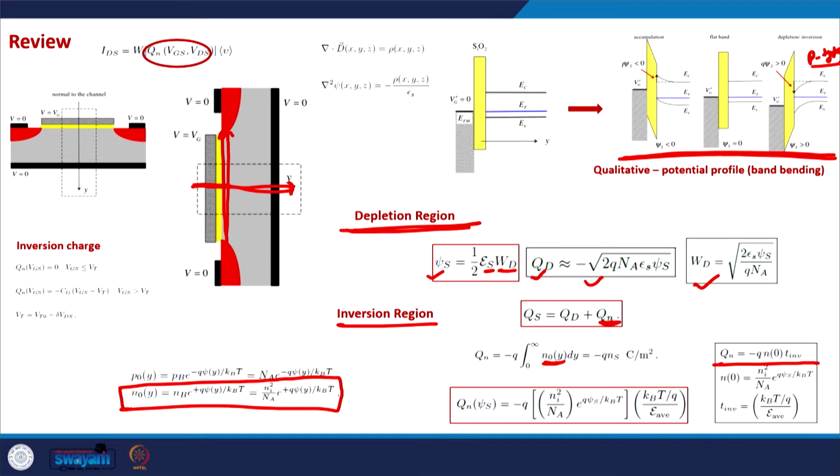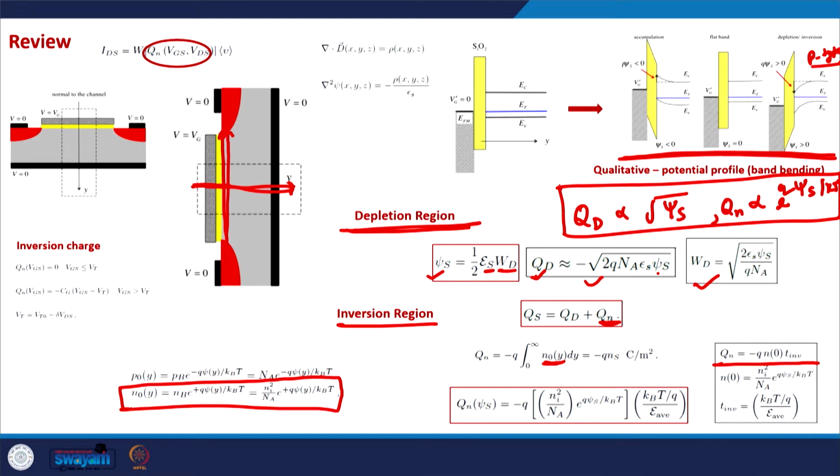Now there is an important observation that we need to make here. The depletion charge is related to psi s in this way. The depletion charge QD is directly proportional to the square root of psi s, but the inversion charge Qn is exponentially related to psi s, the surface potential. There are other factors as well here, and that's the key difference.